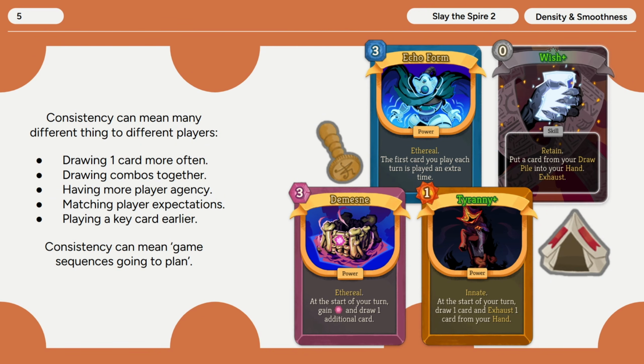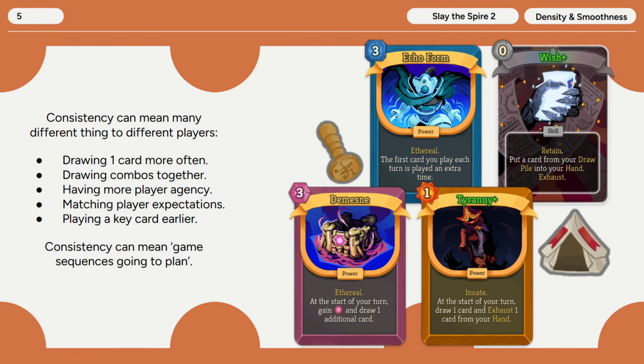And so getting a key card down, like Echo Form or Domain or Tyranny, or using something like the Royal Stamp to give a crucial card innate, could be a way for a player to explain that the deck is gaining consistency by having a key card early. And having game actions and game behaviors match those player expectations, the fight going the way they plan the fight, the turns going the way they plan the turns, the outcomes being consistent with each other, poison always behaving the same way, and stunning always behaving the same way. These are ways that players could explain consistency in a game.